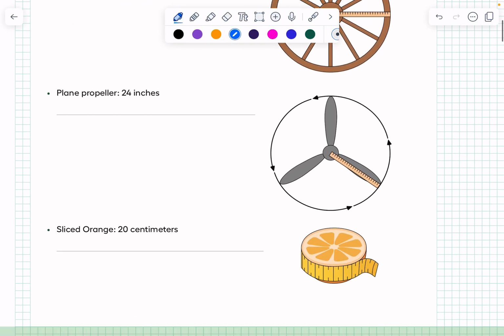If you look at the plane propeller, it says that it's 24 inches from the center and it has one endpoint on the circle. That would be considered the radius of the circle. And the sliced orange has this wrap around, it's the distance around the circle. It would be the circumference of it. The circumference is the distance around the circle.